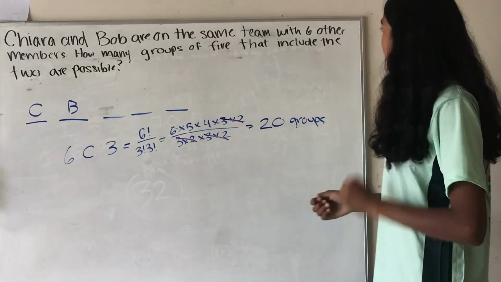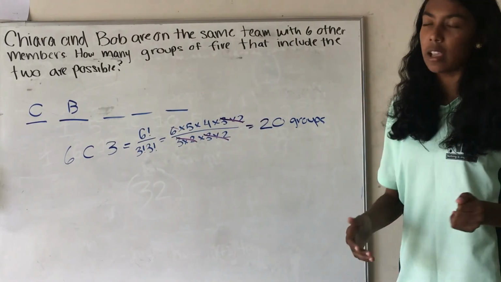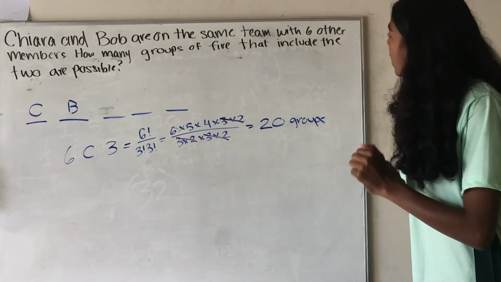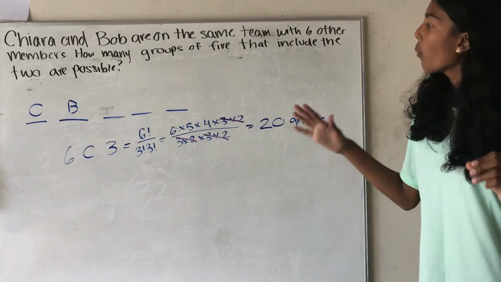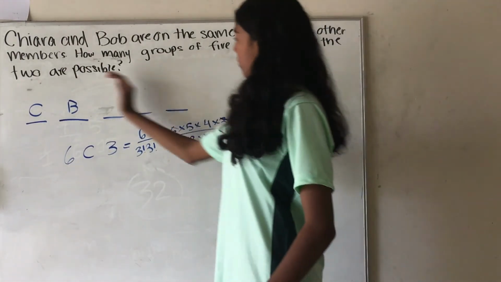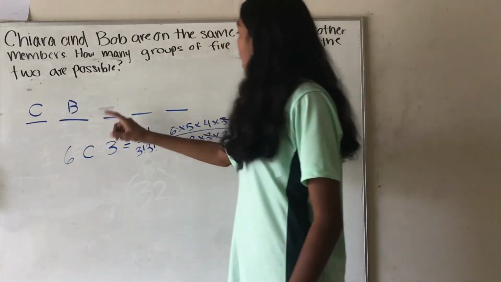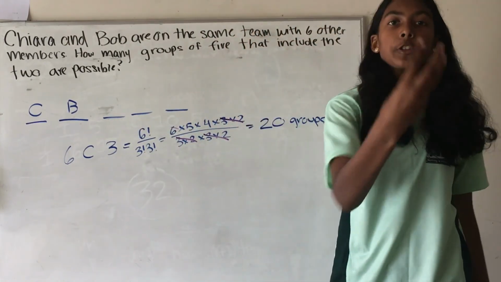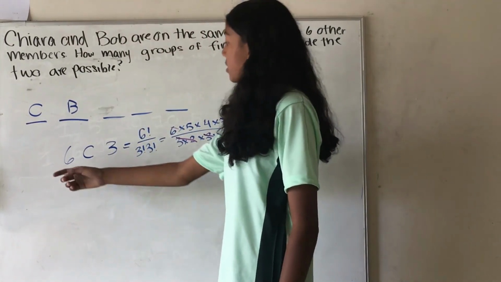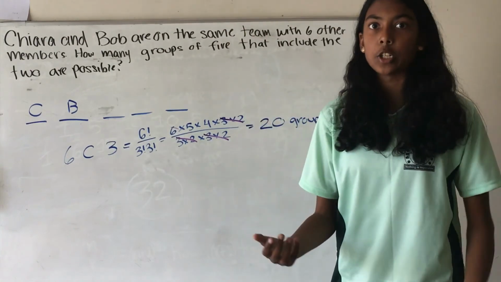Now here's our last problem. Kiara and Bob are on the same team with 6 other members. This means there's 8 members. How many groups of 5 that include the 2 are possible? Well, we have our group of 5 here. There's Kiara and there's Bob. And then there's 3 empty spots, meaning we have to choose 3 people from the 6 people that are left, which is 6 choose 3.